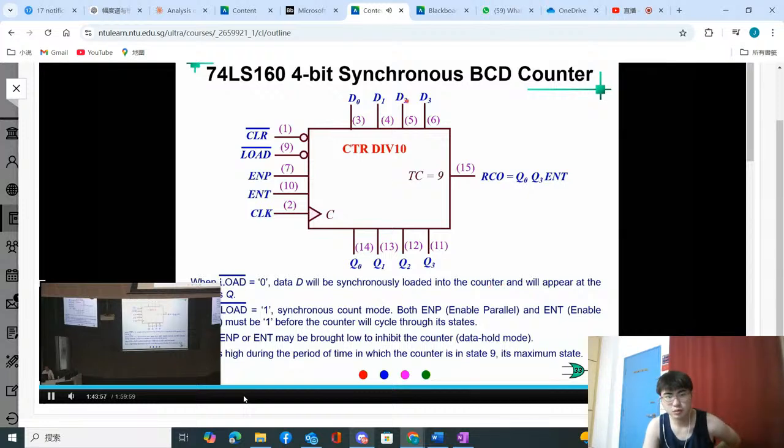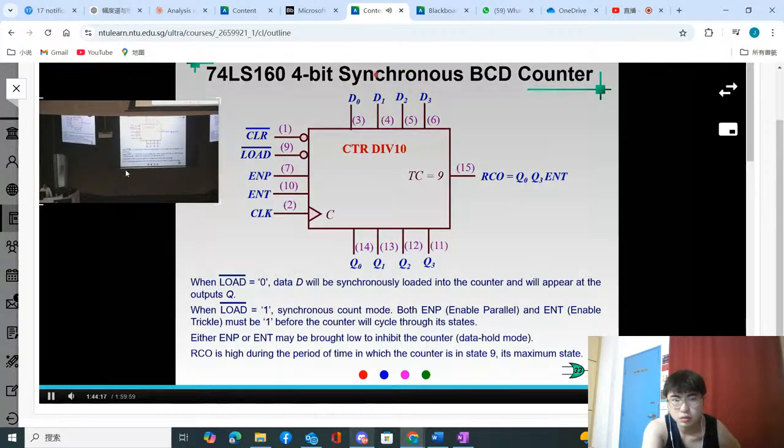For example, I load 0, 0, 0, 0. I set this one to 0, and the output will become 0, 0, 0, 0. If I load 0, 0, 0, 1, then the output will become 0, 0, 0, 1. Okay? After that, if you set the load equal to 1, then this has no effect already. I'm not going to load it. No effect.